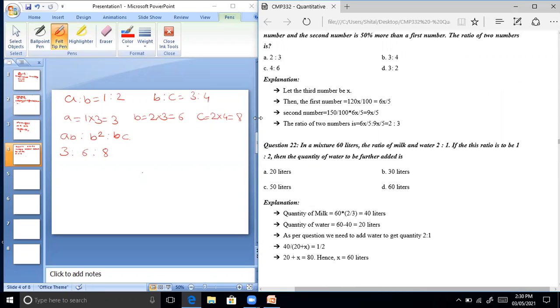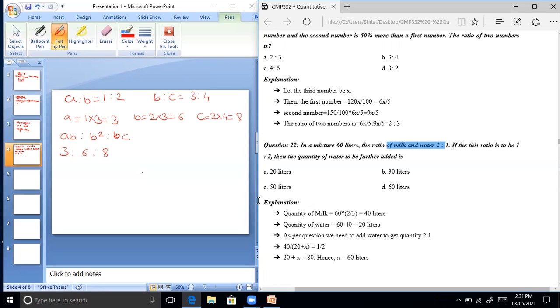So here we will see question number 22. In a mixture of 60 liters, the ratio of the milk and water is 2:1. If this ratio is to be 1:2, then the quantity of water to be further added is. Here you can see the options.